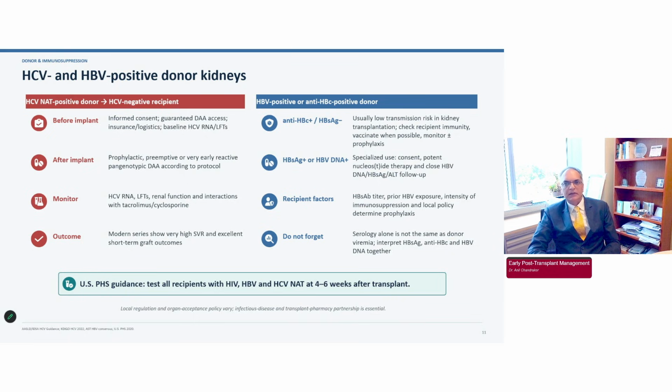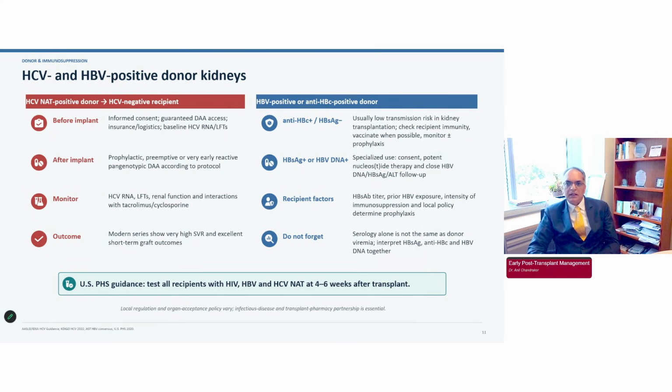Hepatitis B is a slightly different situation for a number of reasons. One is that the definition of what is hepatitis B needs to be clear. If you have a donor that has anti-hepatitis B core, is core positive, but surface antigen negative, that is usually low transmission to kidney transplant recipients. It's important if an individual gets one of those kidneys that the patient gets vaccinated if they haven't already been, and they should be monitored, and a decision about prophylaxis should be made.